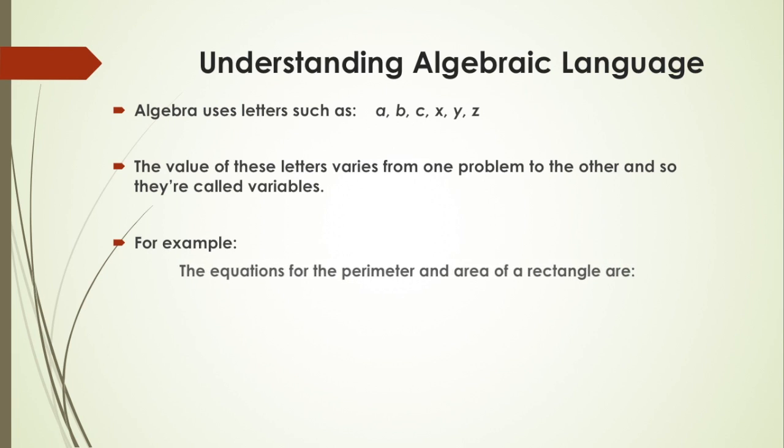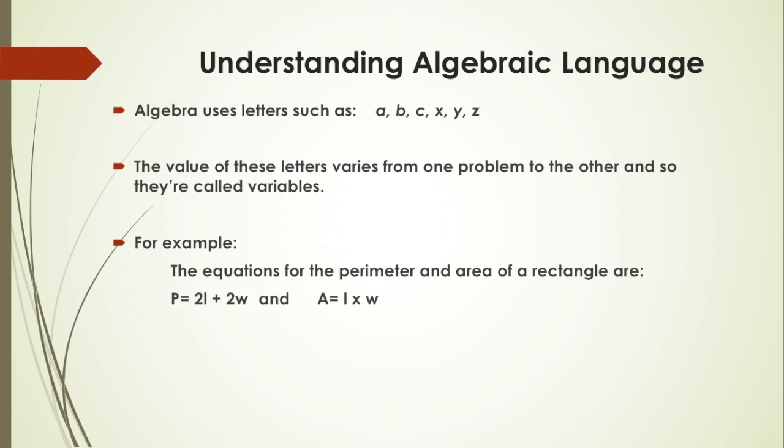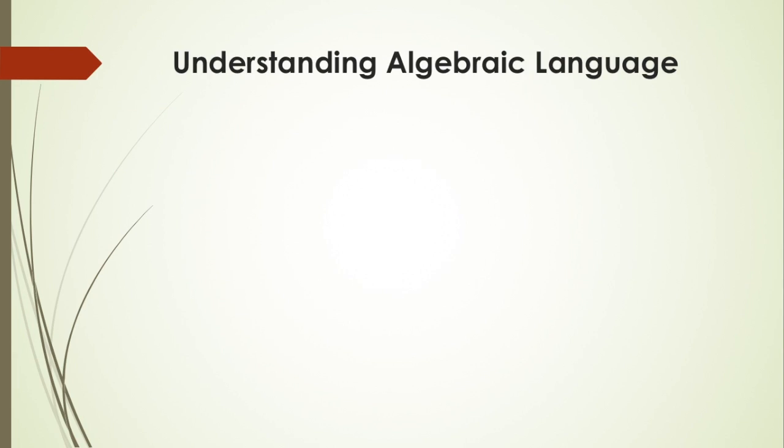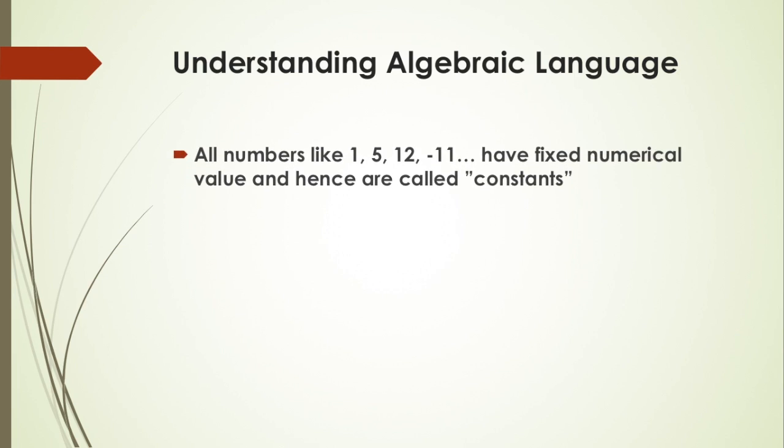the equations for the perimeter and area of a rectangle are P is equal to 2L plus 2W and A is equal to L times W, where P stands for perimeter and A stands for area. L stands for length and W stands for the width. Hence, all numbers like 1, 5, 12, -11 have fixed numerical value and hence are called constants.